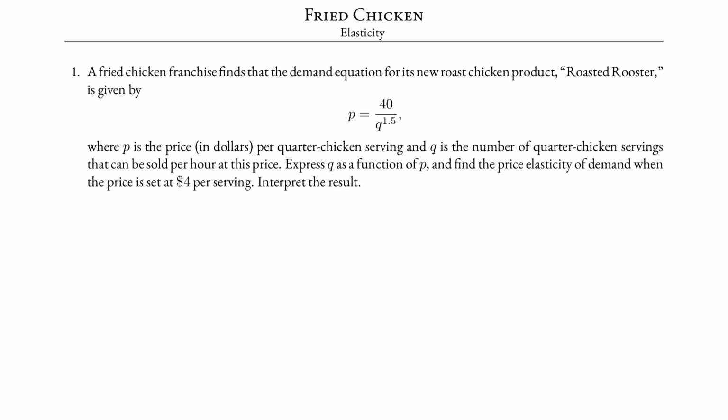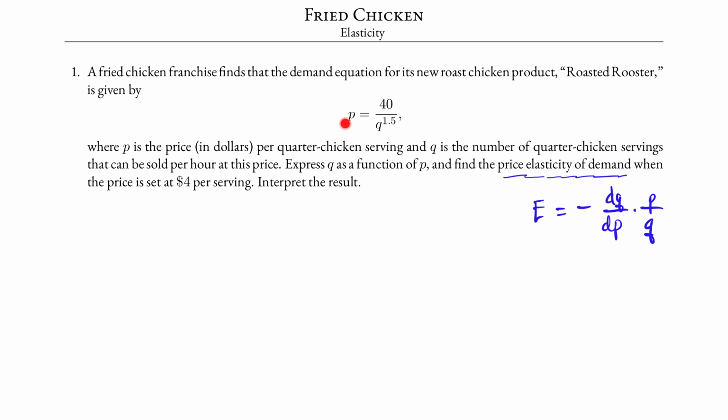Interpret the result. Now, the price elasticity of demand is given by the equation E equals negative dQ/dP times P over Q, where the negative sign is part of the formula. dQ/dP is the derivative of Q with respect to P, which means we will take the function Q and differentiate it with respect to P.